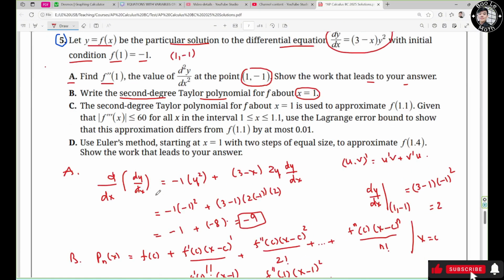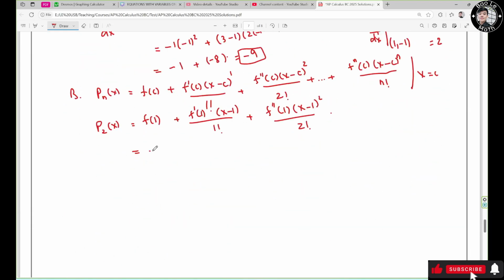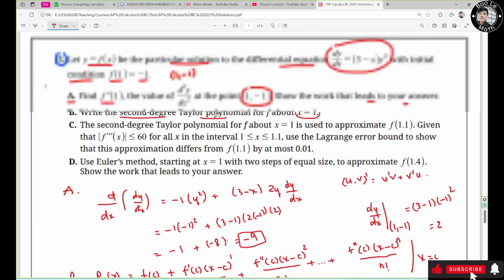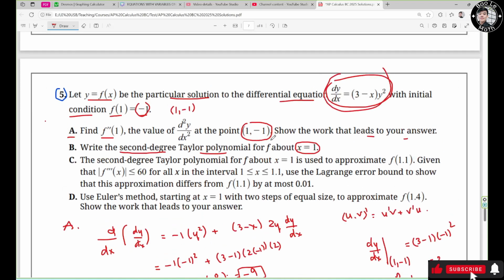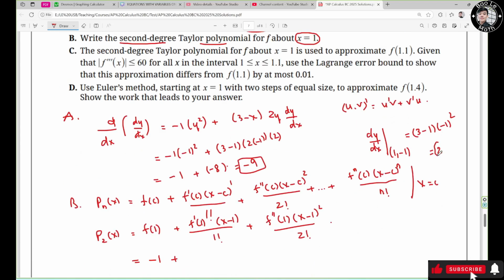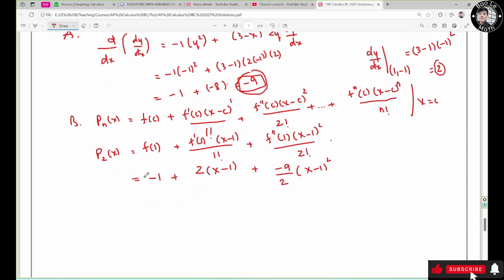Now we only need to write the second degree Taylor polynomial. So we have P2(s) equals f(c), which means f(1), plus f prime(1) times (s minus 1) over 1 factorial, plus f double prime(1) times (s minus 1) squared over 2 factorial. Alright, f(1) is given right here, -1. So we have -1 plus f prime(1). We substitute s equals 1, y equals -1 into the differential equation, which gives 2, so 2 times (s minus 1) divided by 1 factorial, plus f double prime(1), which we found equals -9, so -9 over 2 factorial times (s minus 1) squared. And this is the answer.